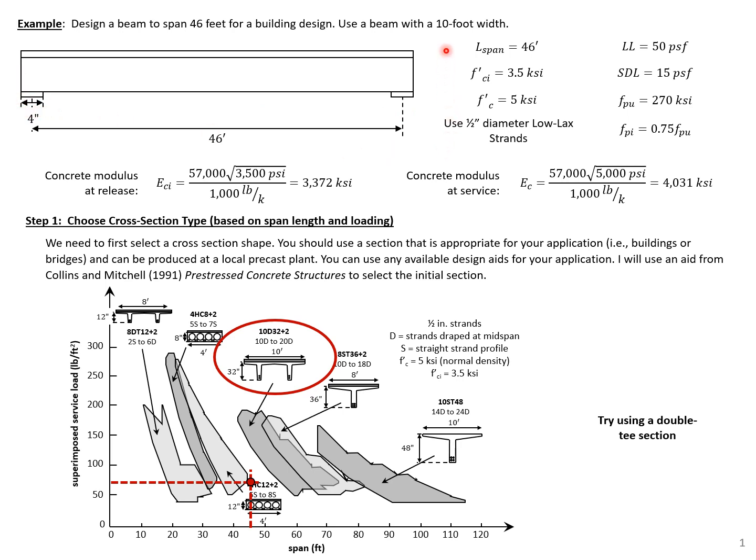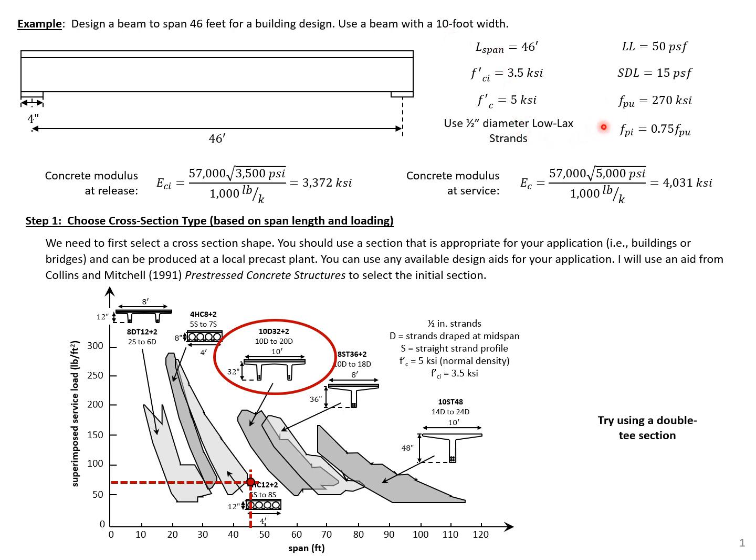We're given some initial properties for our concrete, so we're going to start assuming that we have a release strength of 3.5 KSI and an ultimate strength of 5 KSI. We're going to use 1/2-inch diameter low relaxation strands, and we're given some details about our loading. So we have an applied live load of 50 pounds per square foot and a superimposed dead load of 15 pounds per square foot. So our total superimposed load is going to be 50 plus 15 or 65 pounds per square foot applied over that 10-foot width of the beam.